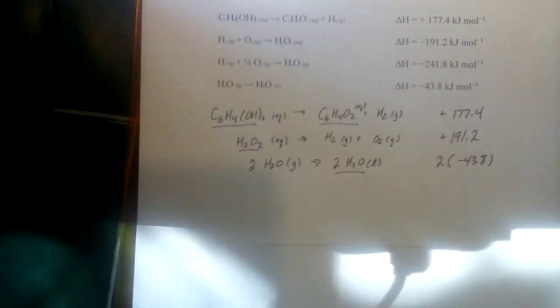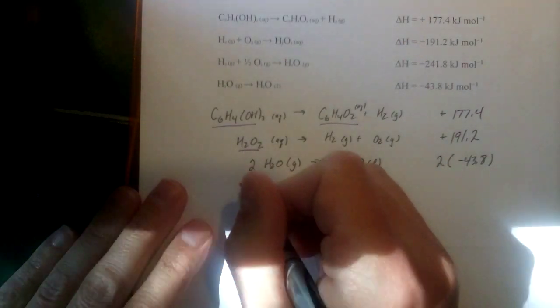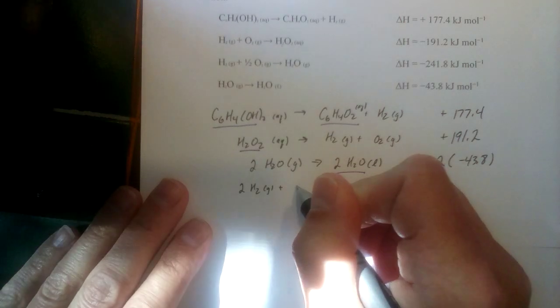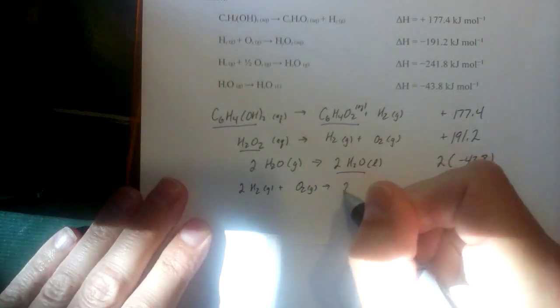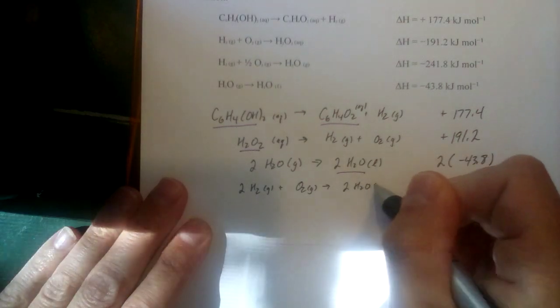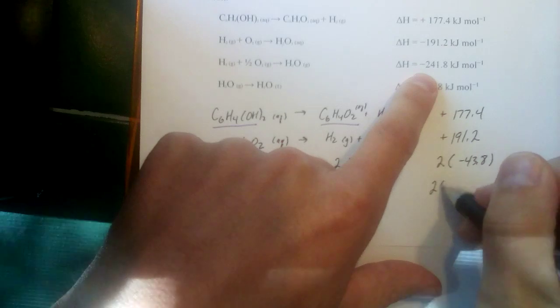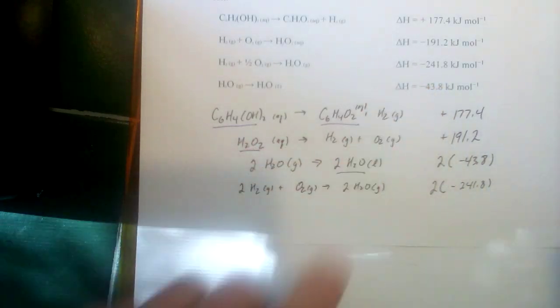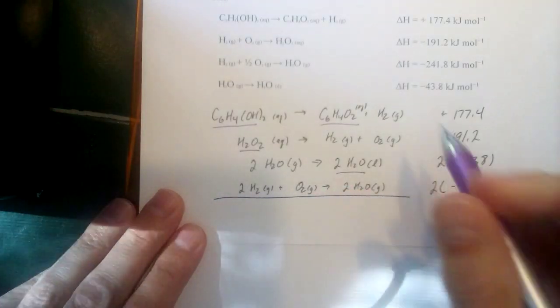So I do need to double everything that's in the equation in the bank. So I want it to be 2 moles of hydrogen gas, a full mole of oxygen gas instead of a half, makes 2 moles of water in the gas phase. And that means I want to double that reaction. So 2 times minus 241.8 for that one. And now let's see how all this works out.